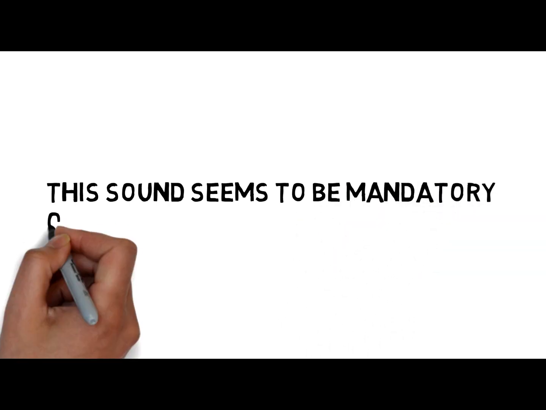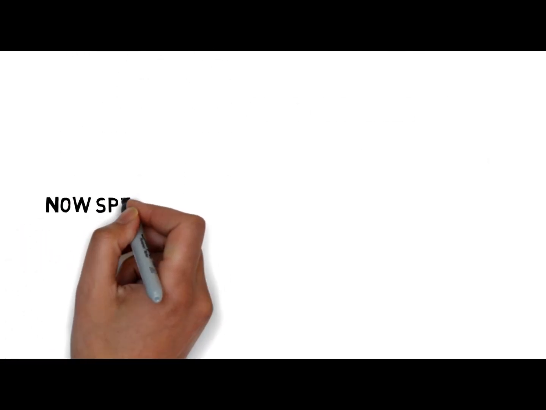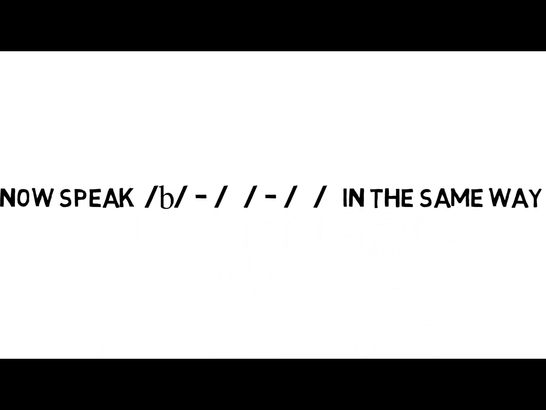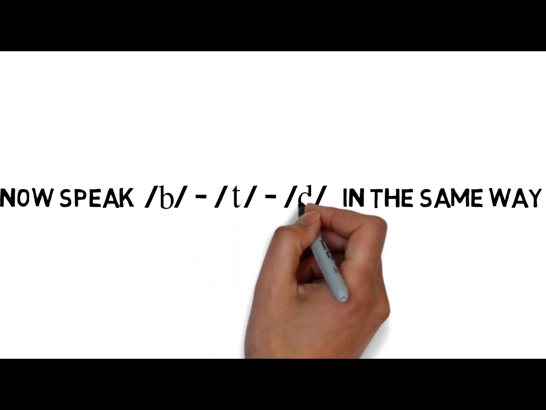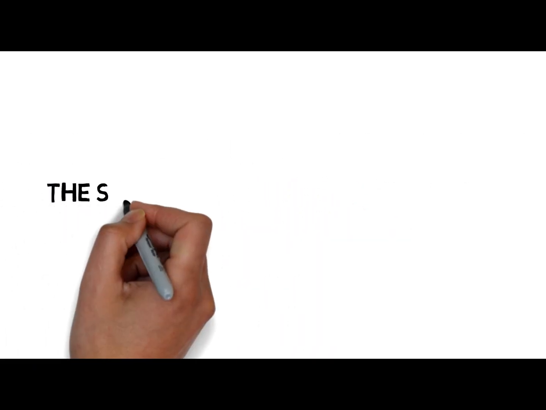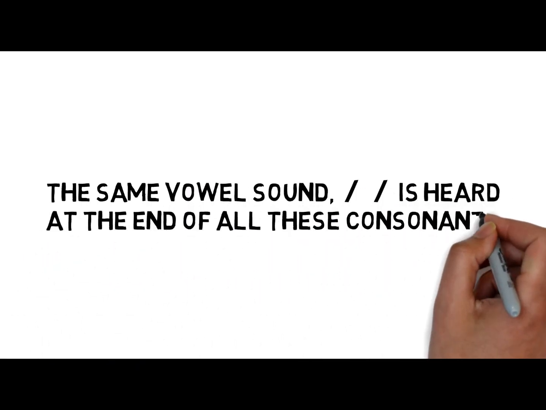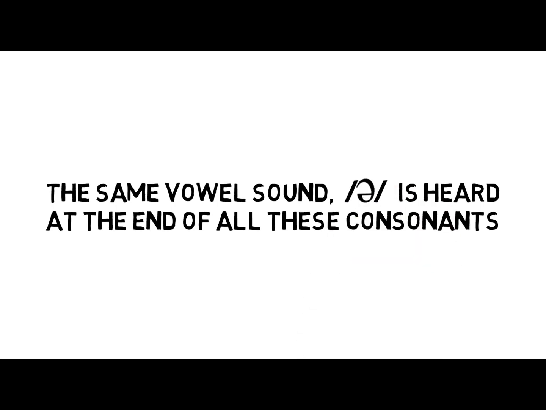Now, let's speak out B, T, D. Stretch these sounds the same way as we did the sound P. We find that all the three phonemes end in the same sound, that is a. B gives us the sound b plus a. T gives us the sound t plus a. D gives us the sound d plus a.